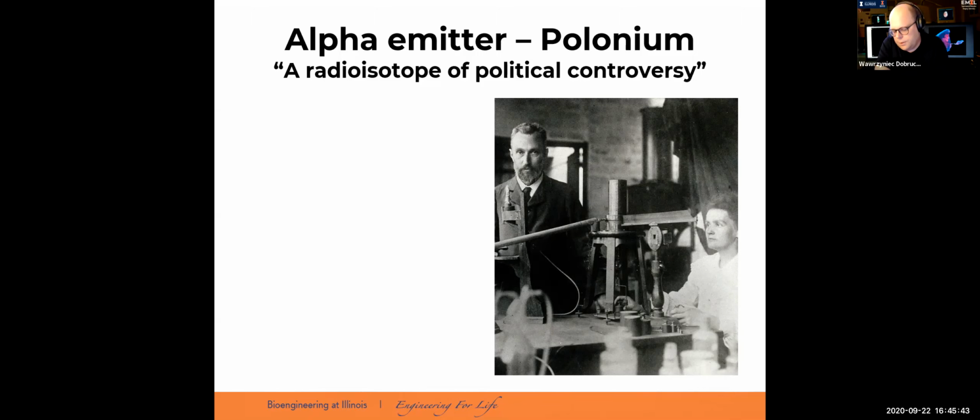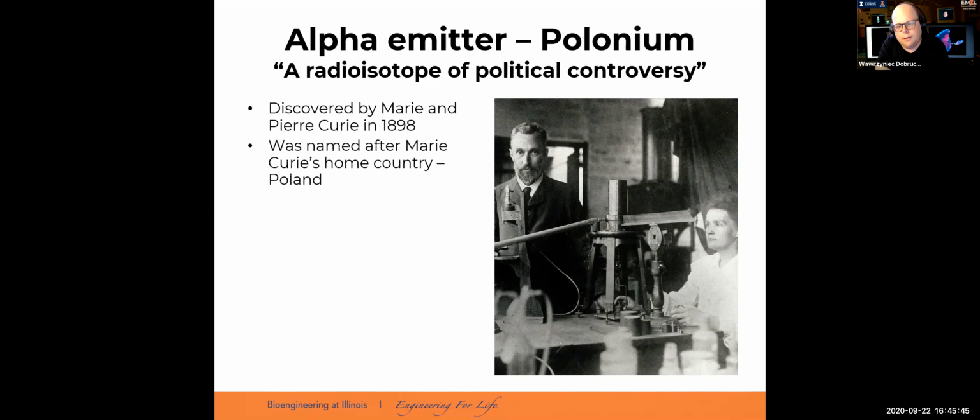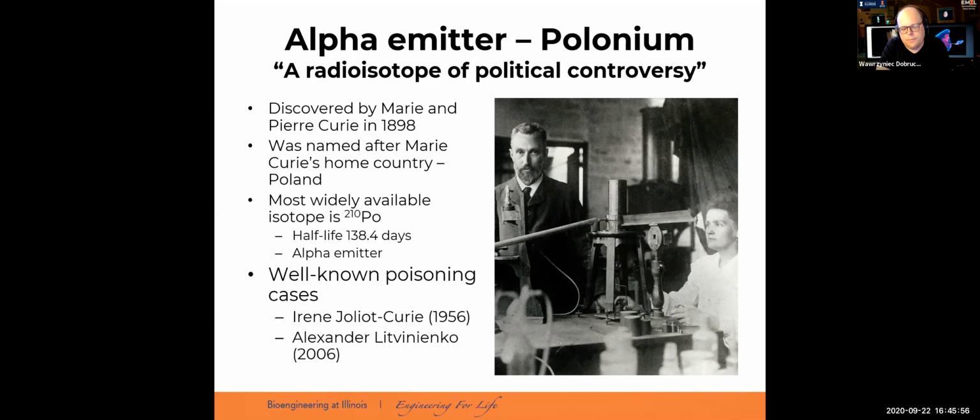But the polonium, in addition to being an alpha emitter, has a half-life of 138 days. It's an alpha emitter, but it's actually very poisonous. So there are several very well known and described poisoning cases.